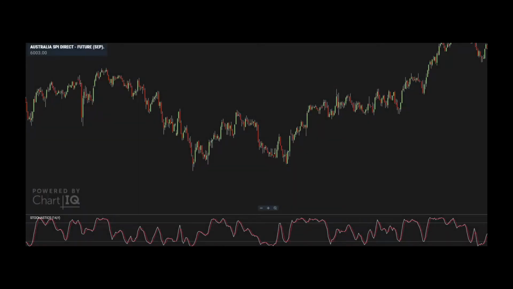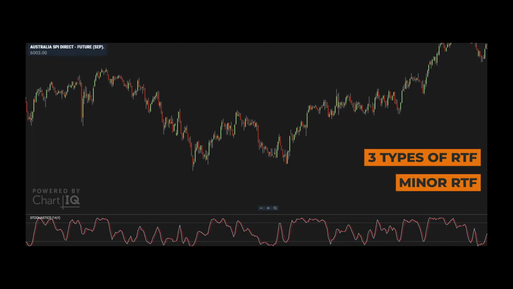What we're going to discuss with you now is a key concept we use in our trading, and we call it the retest fail, or RTF for short. We're going to discuss the concept, the key points within the concept, or what to look out for, and just discuss 3 different types. There's a minor retest fail, or minor RTF. We've got more of a macro corrective retest fail, and more of a complex retest fail.